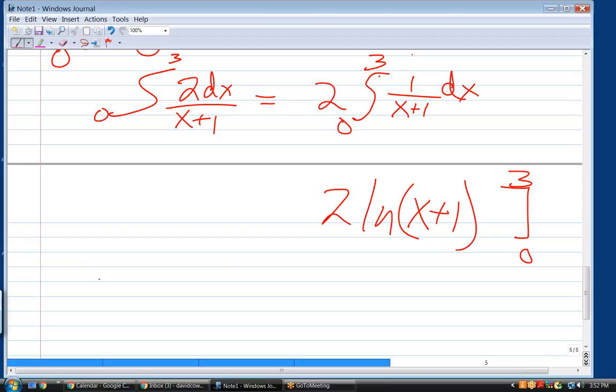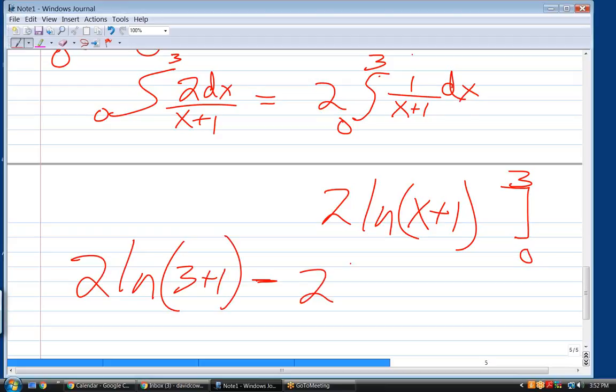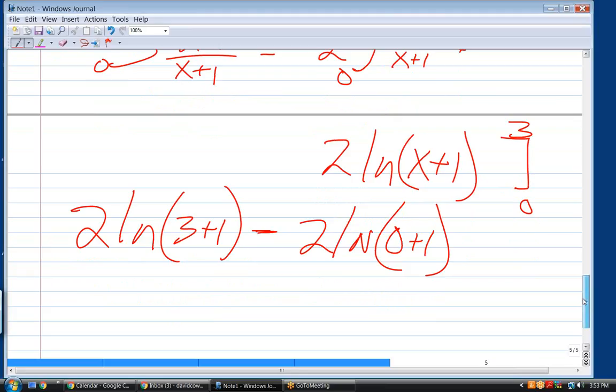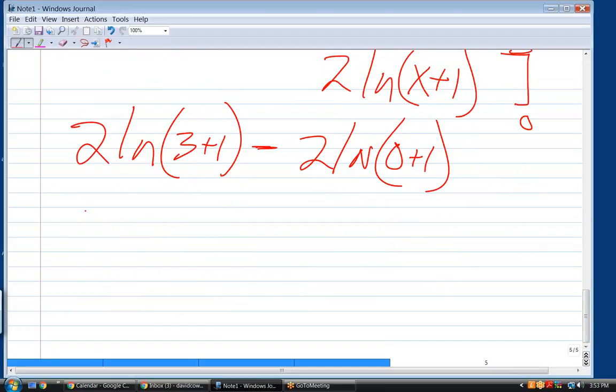So how do I evaluate that from 0 to 3? In general, when you get to this point, do you plug in the bottom and subtract it from the top, or the other way around? Always start with the top. Plug in the top, then subtract the bottom. So I'm going to have 2 times the natural log of 3 plus 1 minus 2 times the natural log of 0 plus 1. I can factor the 2 out, but I don't really need to factor anything out. What's the natural log of 1 going to be?